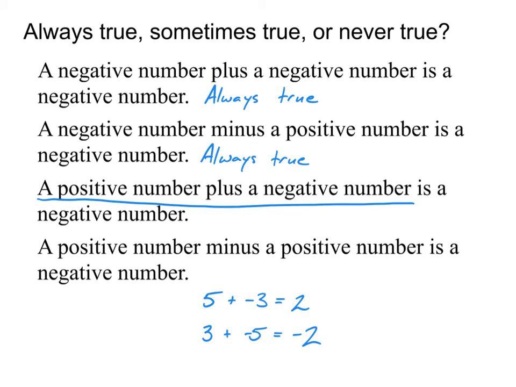Notice, when I did it in one order, I got a positive number. When I did it in the other order, I got a negative number. Because of that, this one is not consistent. It's asking us, is it a negative number? Well, it was here, but it wasn't here, which means this statement is sometimes true. We found that it is true in some cases and not true in other cases, hence sometimes true.